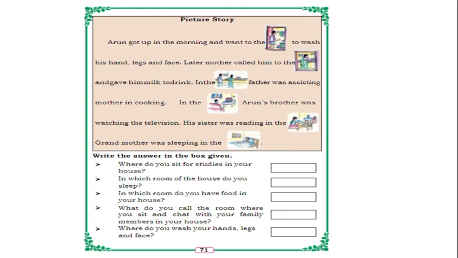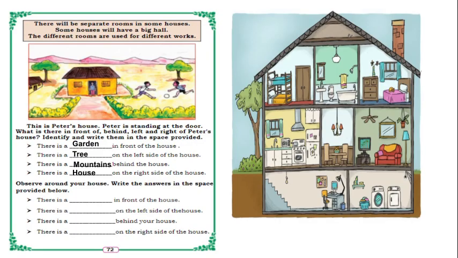Where do you sit for study in your house? In which room of the house do you sleep? In which room do you have food in your house? What do you call the room where you sit and chat with your family members in your house? Where do you wash your hands, legs and face? You should write in this box. Okay, in which room you should do all these works, you should write in the box.